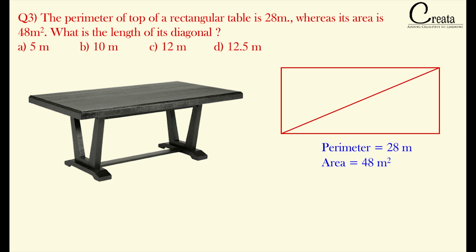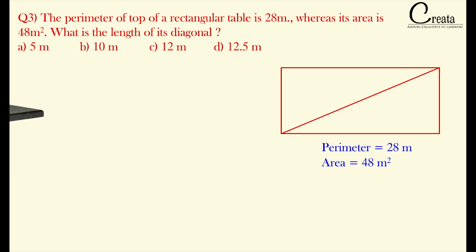We have to calculate the length of the diagonal of this rectangle. We know the perimeter and the area of this rectangle. So how to approach this question? First of all, we will proceed with the sides of this rectangle. Once we have got the sides of this rectangle, then we will use the Pythagoras theorem to find the diagonal of this rectangle. Let's see how we move in this question.